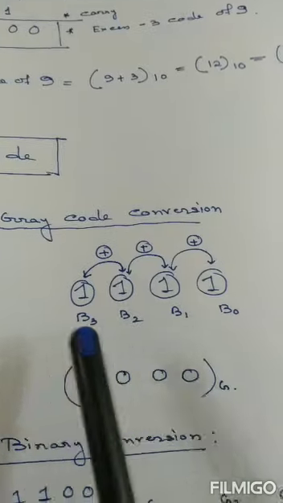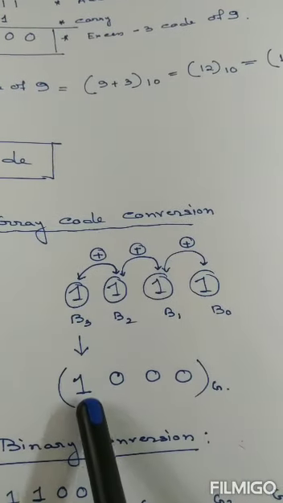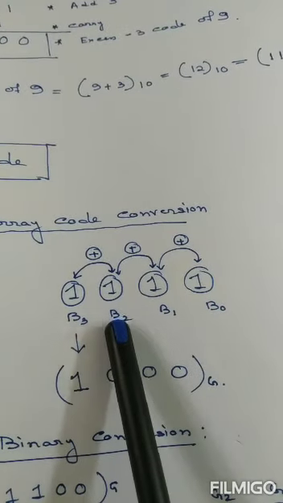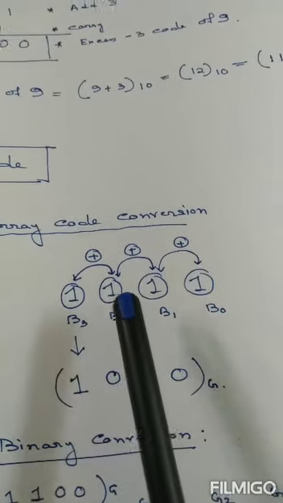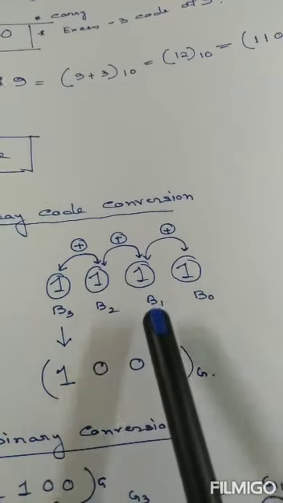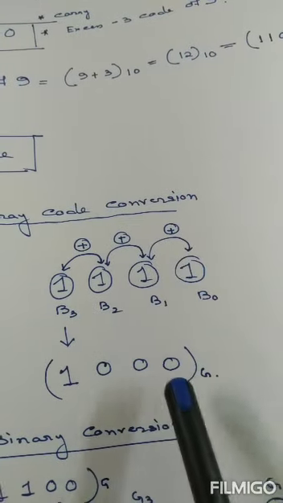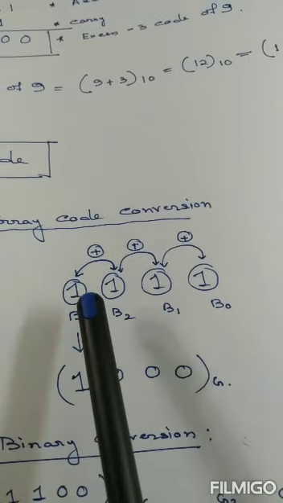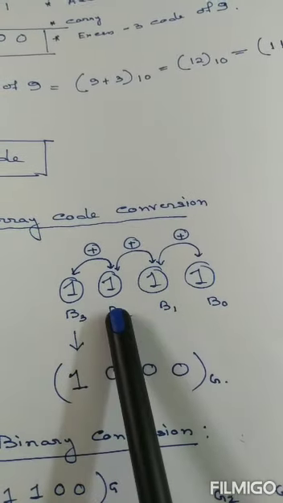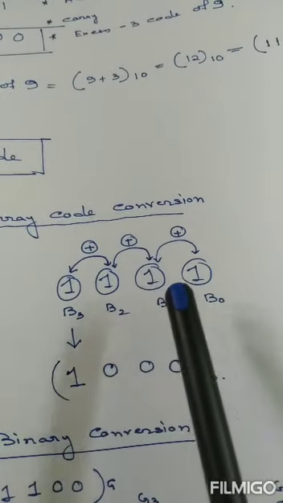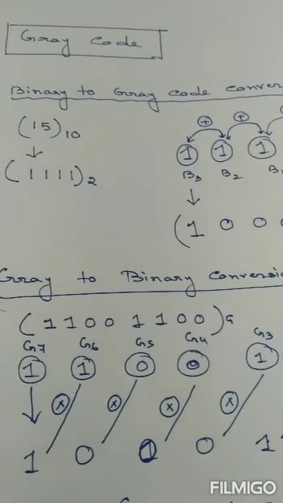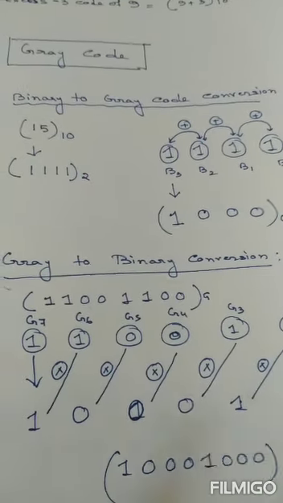So what is the procedure? First write down the B3 position directly, that is 1. Then XOR B3 with B2, that is 1 XOR 1 means 0. Then B2 XOR B1, that is 0. Then B1 XOR B0, that is 0. So again I repeat, first write down B3 directly, then XOR B3 with B2, then B2 with B1, then B1 with B0.